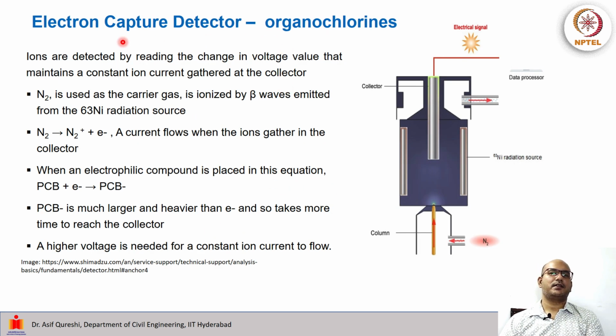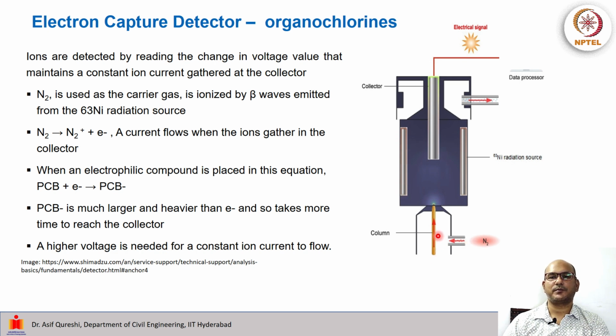Then we have another detector called electron capture detector, and this is quite specific to organochlorines in general. The principle is that the ions are detected when reading the changes in voltage value that will maintain a constant ion current, ion gathered at the collector. So here nitrogen is used as a carrier gas, and this is ionized by beta waves emitted from a nickel radiation source. So there will be a radiation source in this electron capture detector.